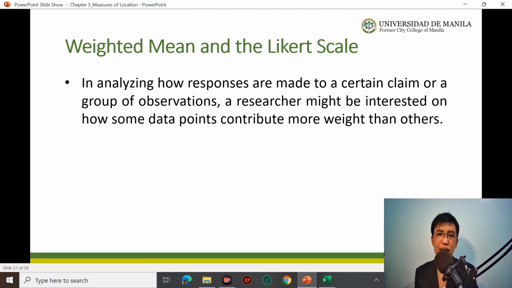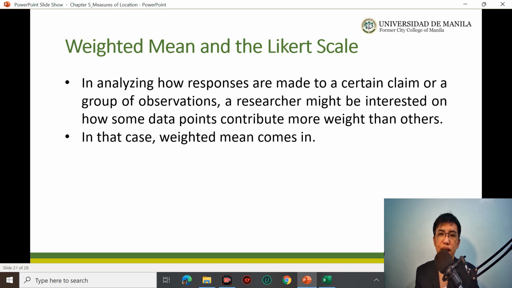In analyzing how responses are made to a certain claim or a group of observations, a researcher might be interested in how some data points contribute more weight than others. O say, pag gumamit kayo dun ng 4-point Likert scale, ilan kaya yung sumagot dun ng 4, ng 3, ng 2, or 1, something like that. In that case, weighted mean comes in.